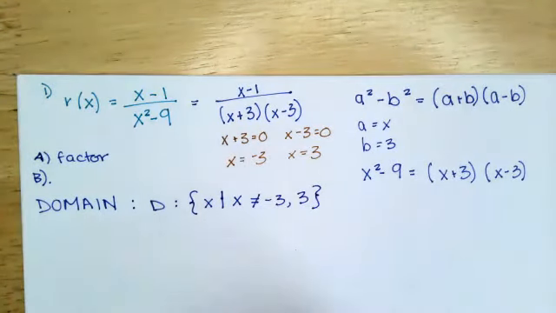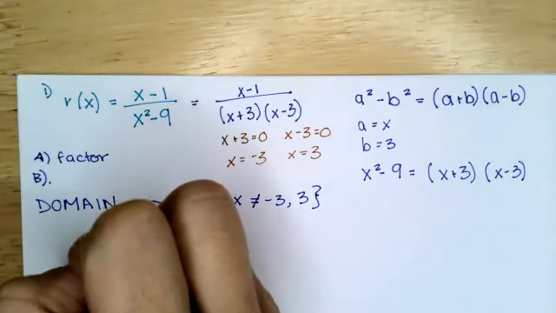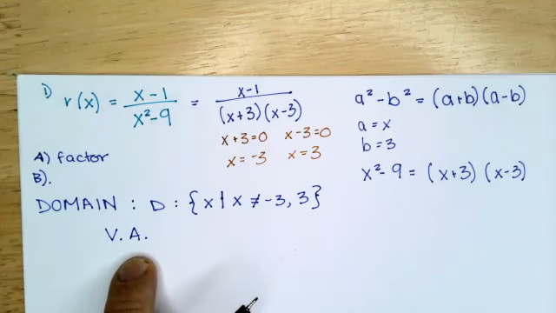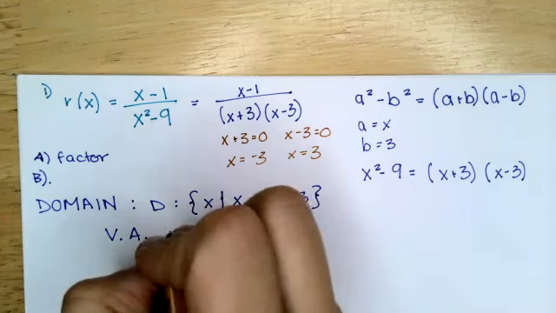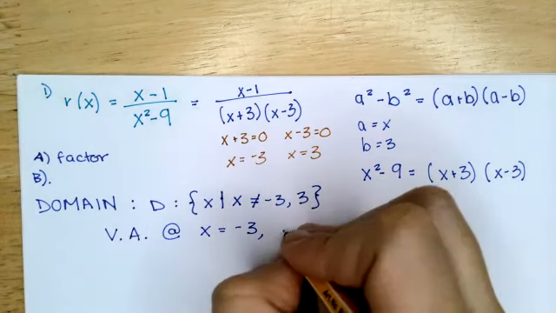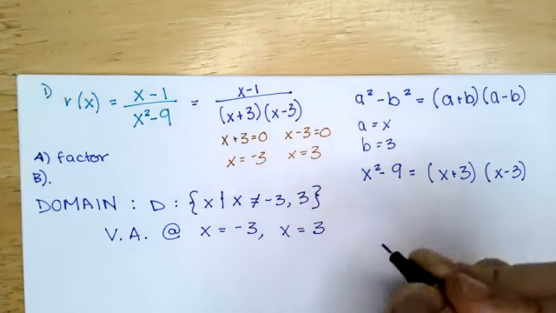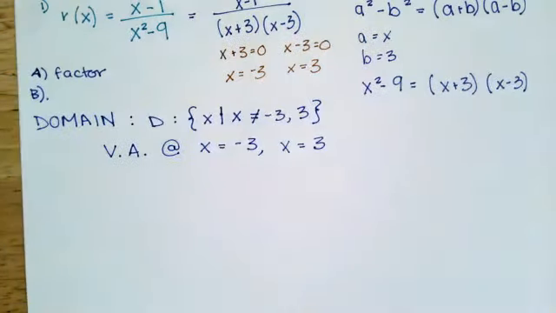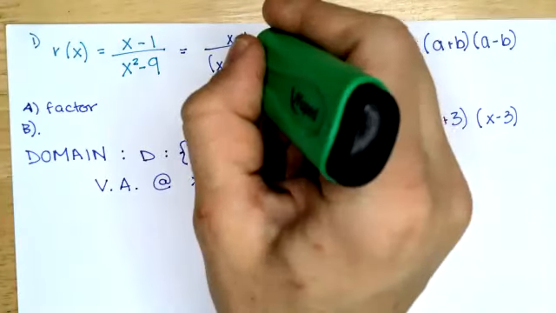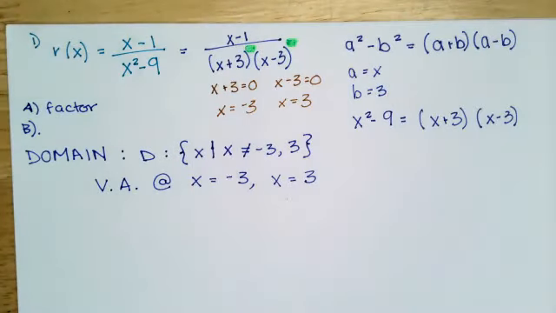From your domain, you get your vertical asymptote, right? So if it is excluded from the domain, it is also a vertical asymptote. You have a vertical asymptote at x is negative 3 and a vertical asymptote at x is 3. All right, remember the multiplicity of both of those vertical asymptotes. The multiplicity is the number that it's being, if there was an exponent, what the exponent would be.